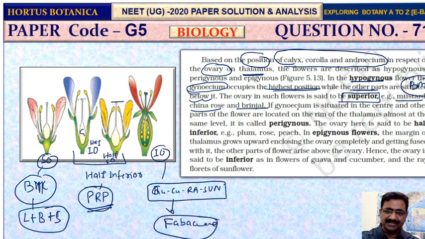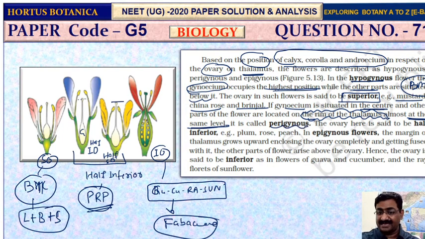Fine. Now see, the gynoecium is situated in the center, while the others are located on the rim of the thalamus, as I explained to you very well, the rim of the thalamus, and they lie at the same level, right? So this is called perigynous. An example is PRP, plum rose peach.